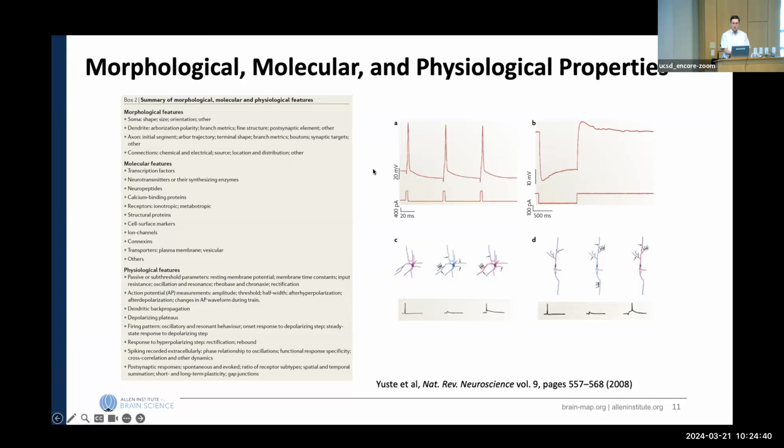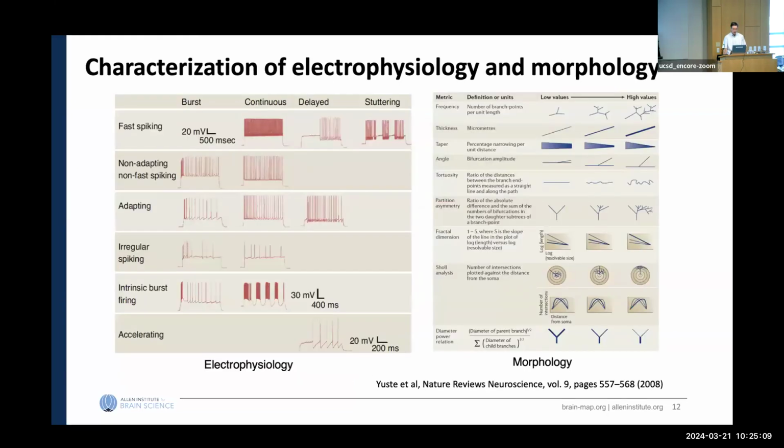And this paper is available. This paper may be in your set of recommended readings. I think it is. But they identified all these different things here, from what mattered molecularly: transcription factors, neuropeptides, structural proteins, et cetera. Then there were physiological patterns, the kinds of firing patterns that matter. You can see down here, back propagation, action potential measurements, et cetera, right? And morphological features of shape, orientation, things, right? So they outlined all this.